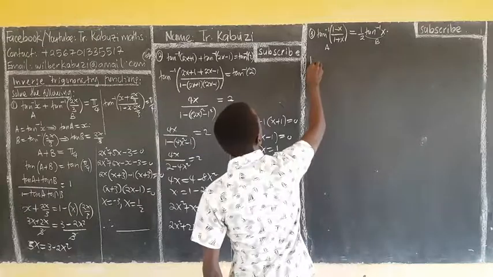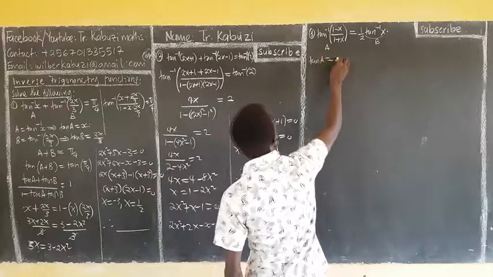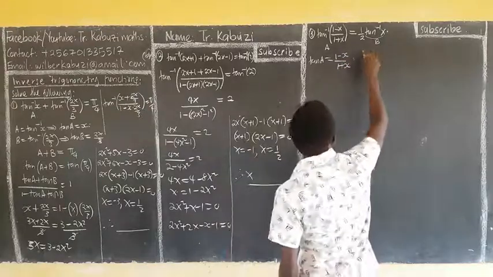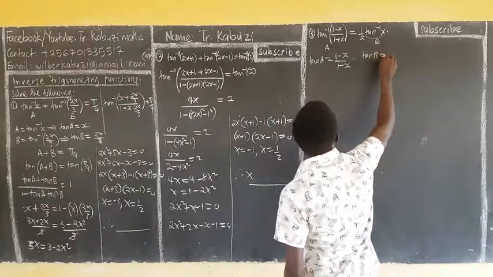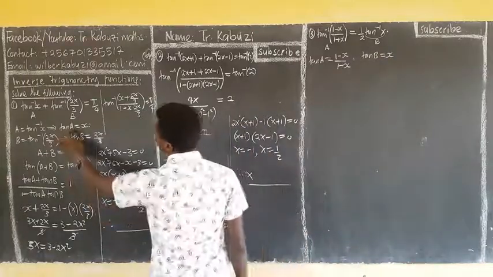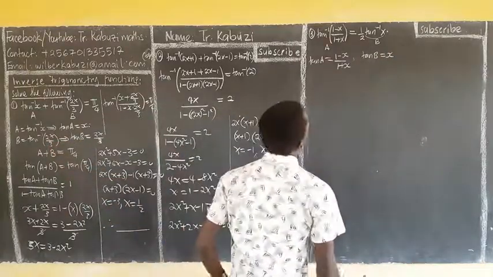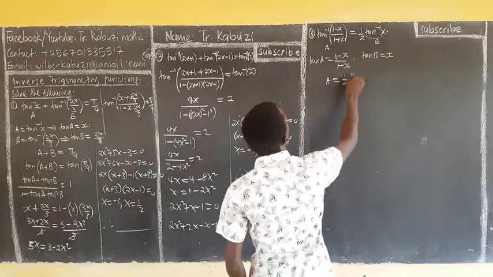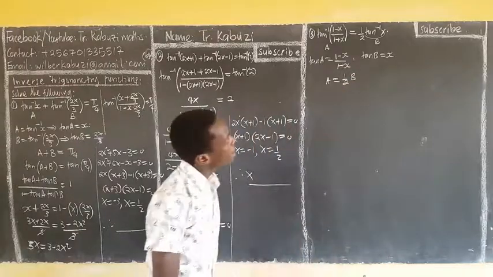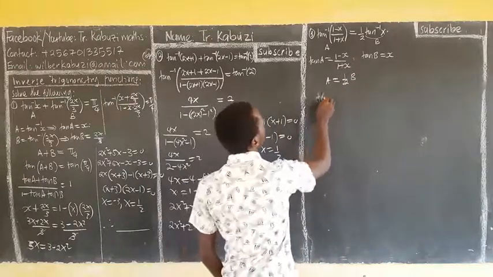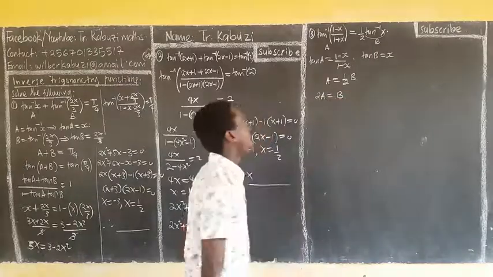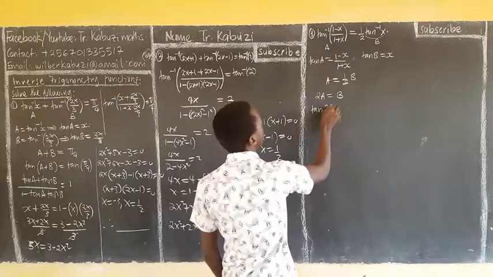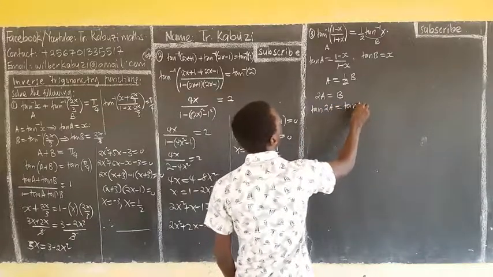So from here, my tan a will be equaling 1 minus x over 1 plus x. Then from here, my tan b will be equaling x. I'm skipping these steps here. So from here, I have a equaling b. Allow me to cross multiply there. I'll be having 2a equaling b. And from there, I introduce tan on both sides. So tan 2a will be equaling tan b.